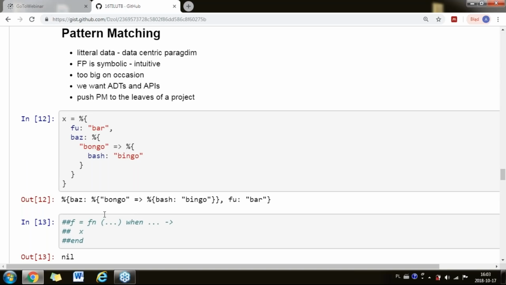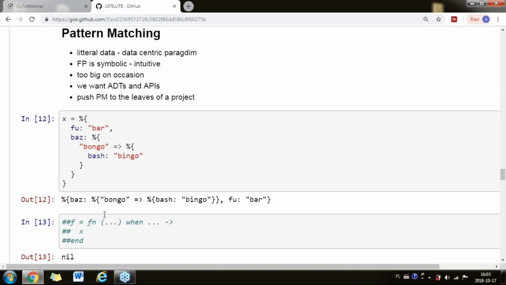I think the idea that functional programming and pattern matching inside functional languages is really intuitive because it is symbolic is a really big drawing point for a lot of us, and it fits in as well with the data-centric approach that we have, right? If you're able to write a nice literal that you can read in a functional language, then it really reinforces that idea that this is a data-centric paradigm. But occasionally our pattern matching can become too big, right? Too verbose and very difficult to read.